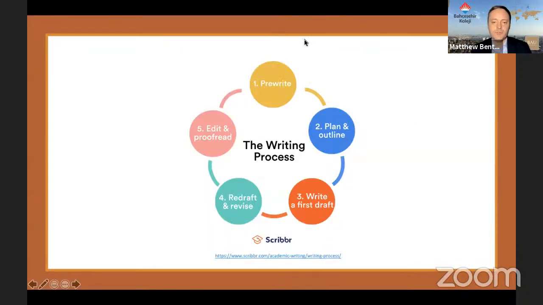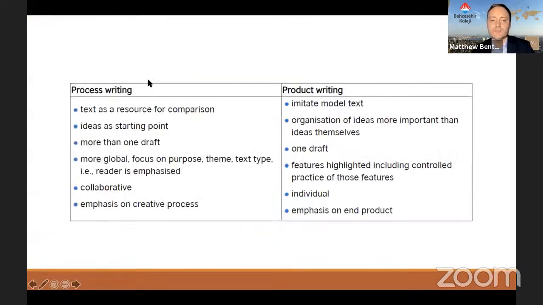But in the end, after we've primed them, after we've prepared them, we want them to be looking at writing as a process, again, from the earliest stages, and understanding that we are moving through a cycle here of pre-writing, planning and outlining, writing a draft, redrafting and revising, editing and proofreading, as you see here. I'm putting a link here to this very nice concise explanation of the writing process that's not overly academic, that you can follow up on and get an idea of what process writing is.